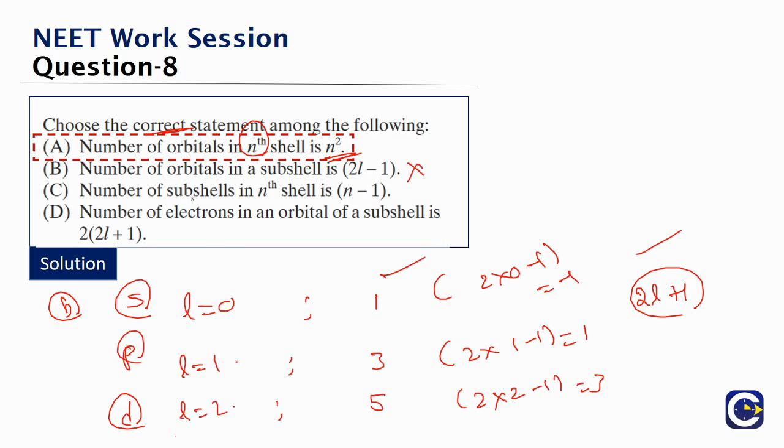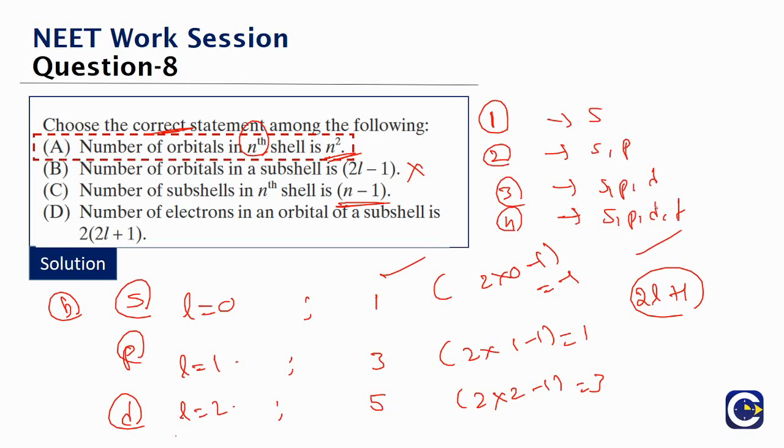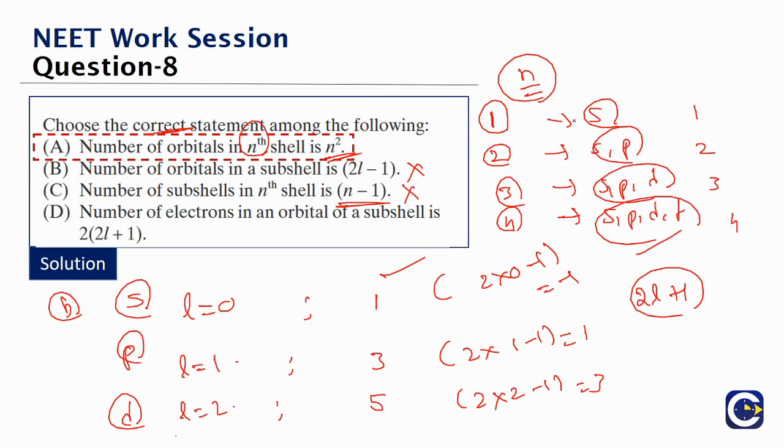Okay. Look at option C. The number of subshells in the nth shell is n minus 1. If you look at the first shell, we have just one subshell, which is s. In the second shell we have s and p. Third we have s, p, d. Fourth we have s, p, d, f. So one by one it increases: 1, 2, 3, 4. The number of subshells in the nth shell is nothing but n. It is not n minus 1, it is rather n. So this is also not correct.